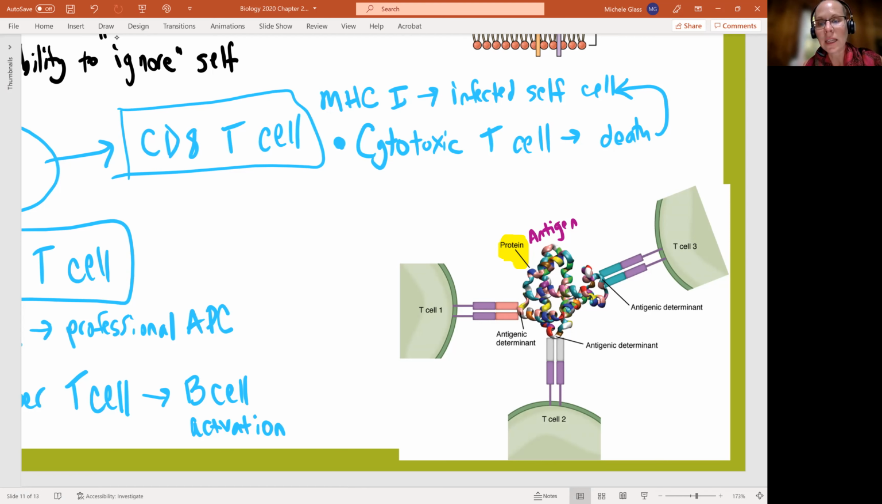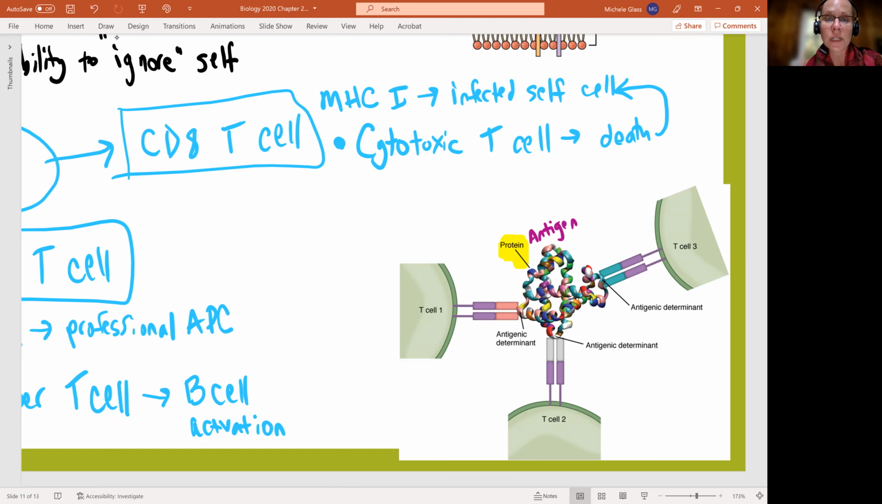So what this is telling us is that a single antigen can have multiple antigenic determinant sites, meaning that we can be activating multiple T cells from just a single antigen. So this is giving us some redundancy.